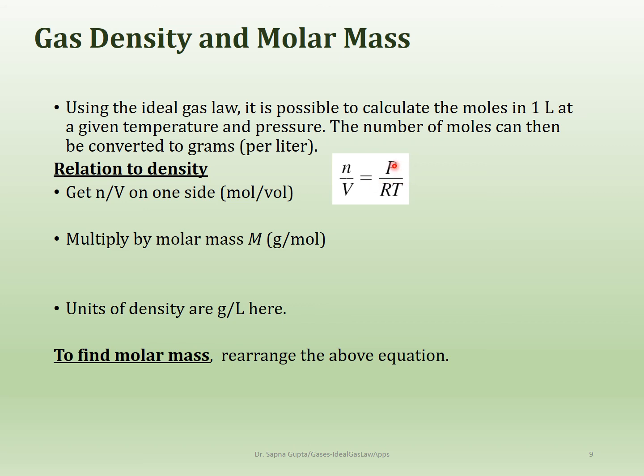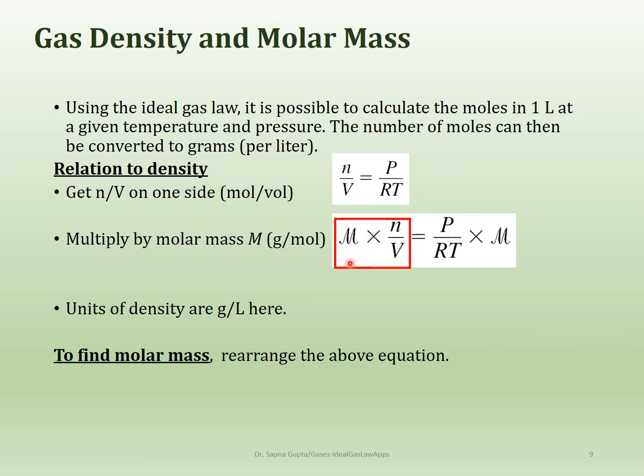Remember, PV is equal to nRT. So you've got your number of moles and volume on one side. Then you multiply both sides by molar mass. Remember, molar mass is grams per mole, which comes from the periodic table. That's what we know so far. And so here, looking at just the left hand side, this is grams per mole.